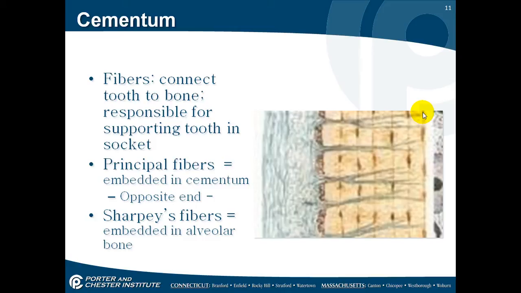So think of cementum as like cement, and you have these fibers, these little tissues that kind of come off the tooth, and those fibers are holding that tooth in that socket. And you have your principal fibers, and then you have your Sharpey's fibers, and so one part goes to the tooth, the other part goes to the bone that's holding it in. When a doctor is extracting a tooth, he'll rock and roll the tooth a little bit, and that's to break these fibers.